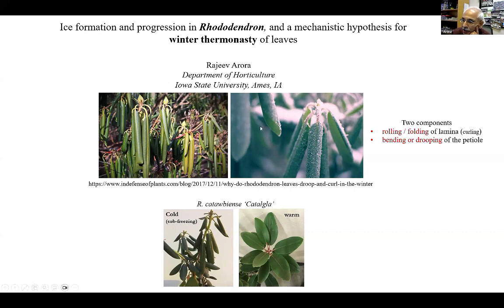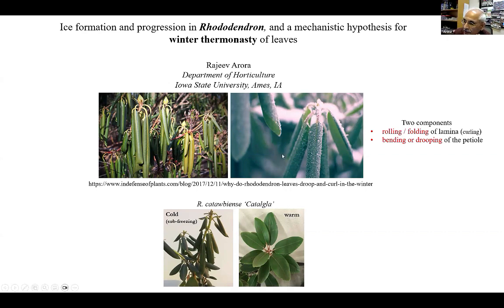Now these broad-leaved evergreens that you see in this picture show very interesting leaf movements, as you can see here, under the cold, frigid temperatures of winter. The lamina of the leaf rolls like a tube or cigar almost. And the petiole that you see in these pictures also becomes pendant, almost vertically down.